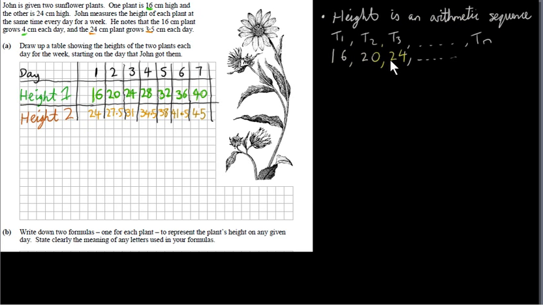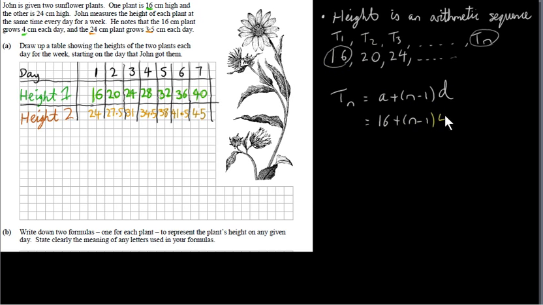So we're interested in finding a formula for this sequence here. I'm going to start with the height of plant 1. The first term T1 is 16, the second term T2 is 20, and so on. We're interested in a general term for this sequence, that is the nth term, Tn. Now, in previous videos, you saw that Tn for an arithmetic sequence is given by a plus n minus 1 times d, where a is the first term. The first term in this sequence is 16, and d is known as the common difference, got by taking any term and subtracting the previous term.